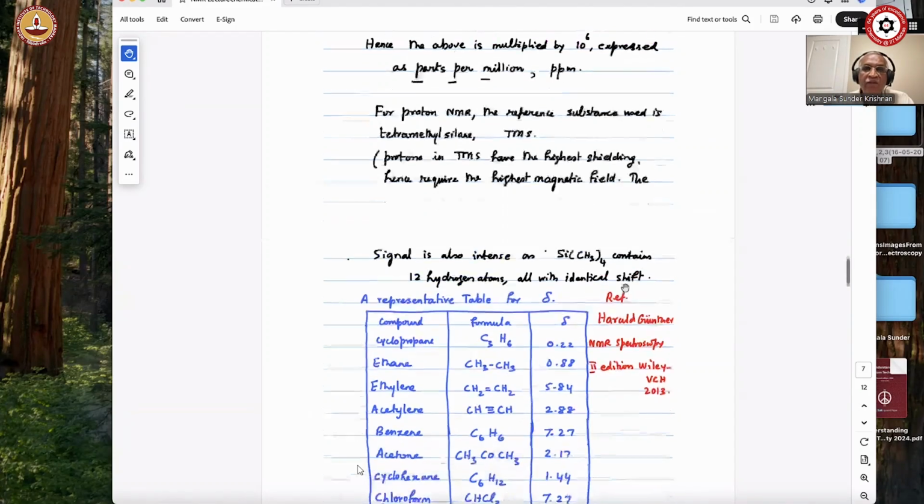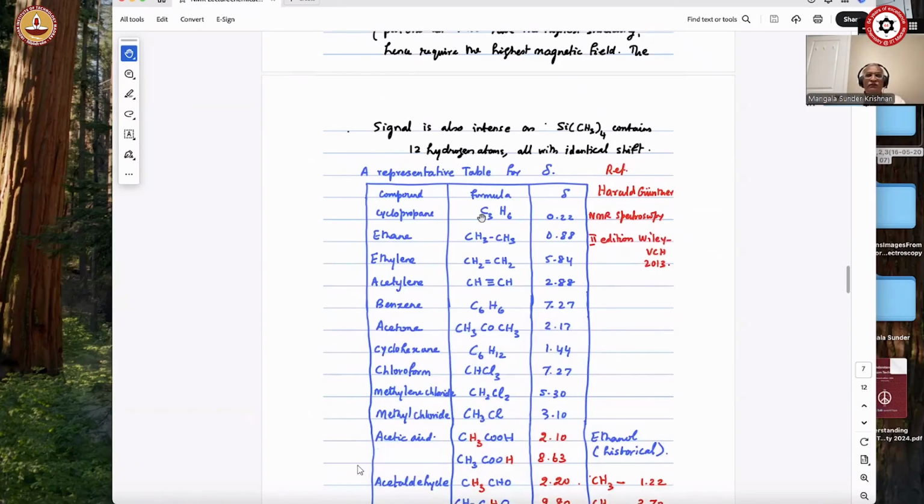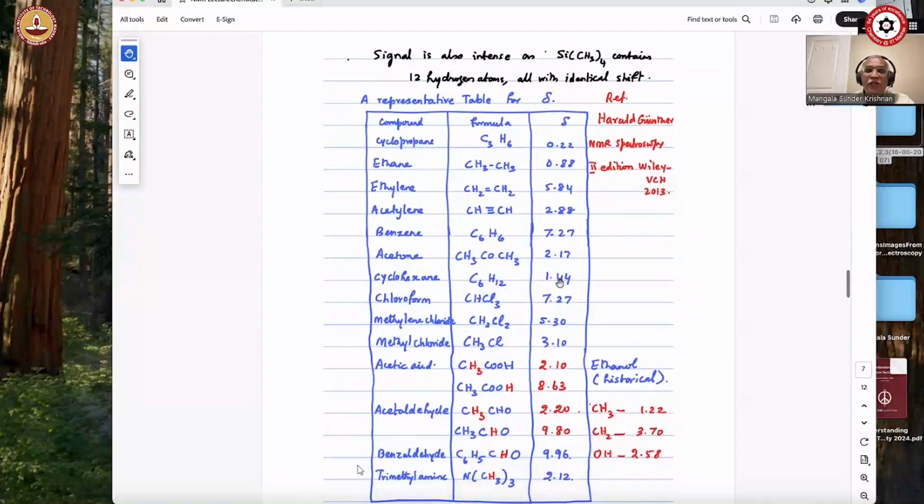Now you can see that. The shift delta for cyclopropane, all 6 hydrogens are the same, so you can see 0.22. For ethane, it is 0.88. Both the hydrogens are equivalent. Ethylene, both the hydrogens are equivalent. Acetylene, both the hydrogens are equivalent. You see this shift. These are all experimentally obtained.